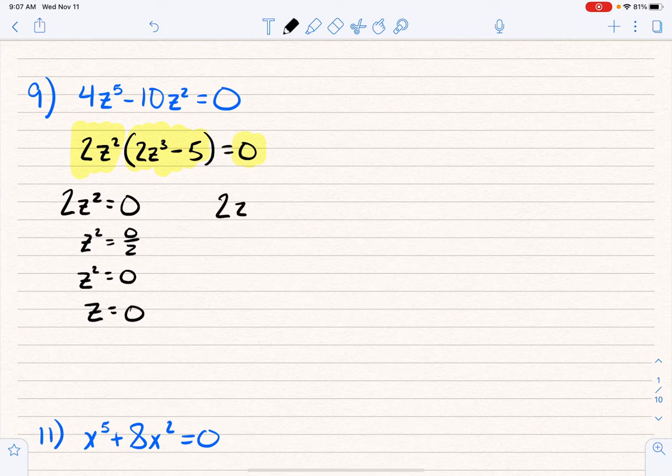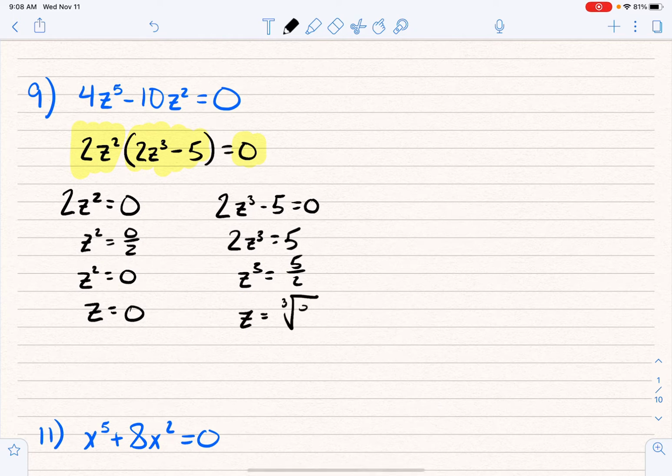Okay, the other part, you say 2z to the third power minus 5 equals 0. Well, you push the 5 to the other side, and you get 2z to the third power equals 5. Divide both sides by 2. You get 5 halves. And then at this point, you can just take the cubed root of both sides, okay? And you say z is equal to the cubed root of 5 halves.